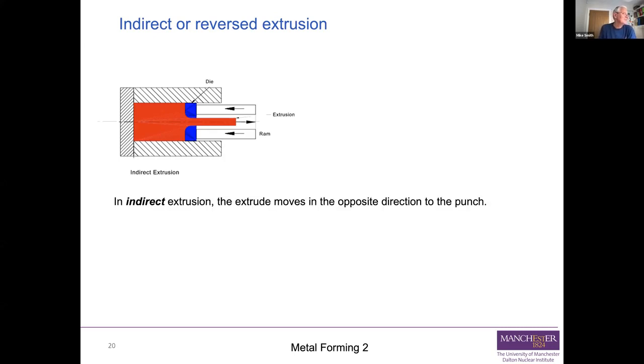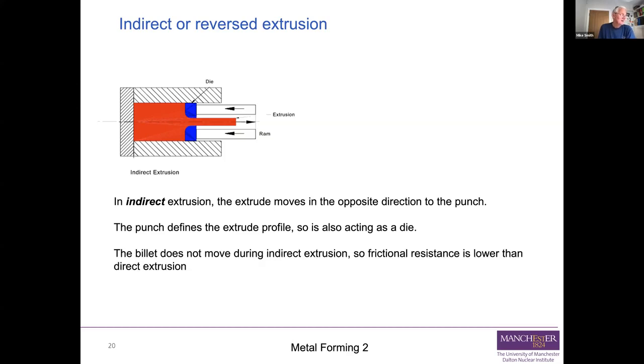So in indirect or reversed, the extrude moves in the opposite direction to the punch. The punch is actually now defining the extrude profile, so it's also acting as a die. So it's a little bit more complicated than forward extrusion. The billet doesn't move, and that has an advantage because you get less friction, because you're not scraping the billet along the side of the chamber while you're pushing it out. But the maximum length of the extrude is now limited by the ram length, because if you make your ram too long, it buckles, and you don't want that. So this is better suited to relatively short extrudes, whereas the forward extrusion, you can make them very long.